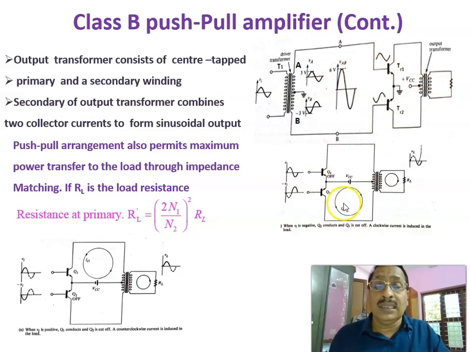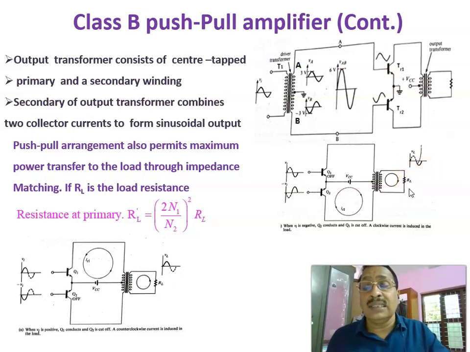To summarize, during the positive half cycle of the input, the upper transistor TR1 is conducting, the upper part of the output transformer carries current, and you get a positive voltage. During the negative half cycle of the input, B becomes positive, TR2 conducts, the output current is just opposite, and you get a negative voltage across the load. That is the push-pull action in a class B push-pull amplifier.